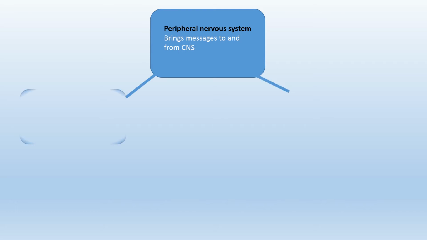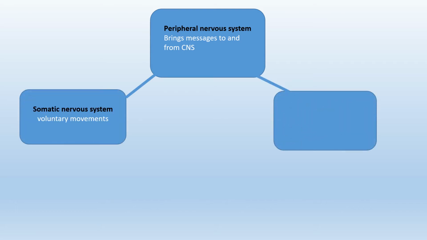Peripheral nervous system that brings messages to and from central nervous system is of two types: somatic and autonomic. Somatic nervous system deals with the voluntary movements which are under your conscious control with your free will. For example, you want to write something or want to play soccer or eat ice cream, anything that is with your will. These are controlled by somatic nervous system.